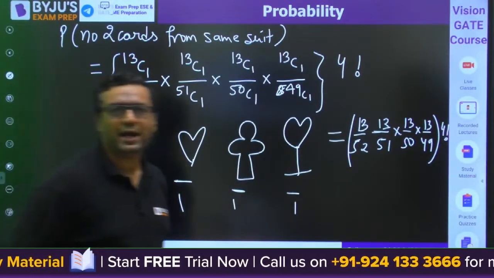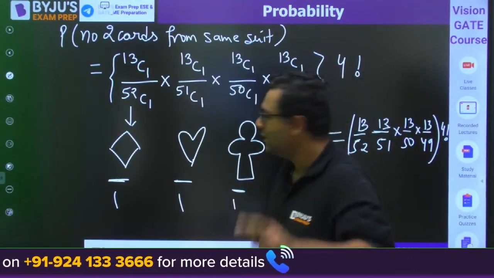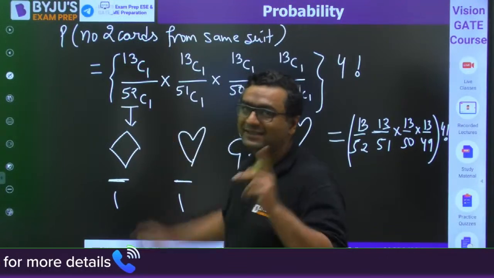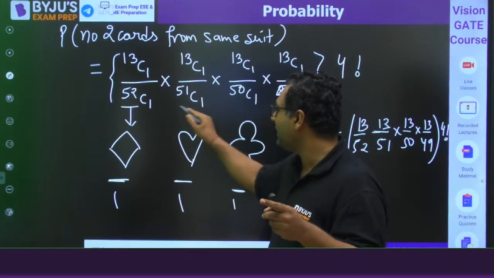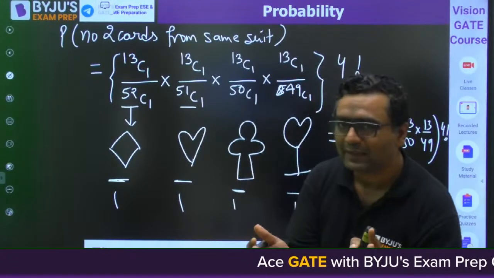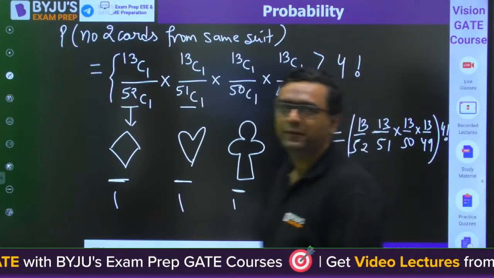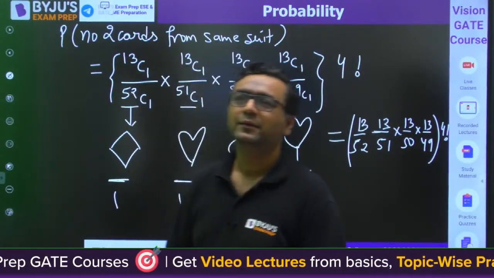It means all cards should be different. Yes, Jitesh. Why? Because they are saying no two cards are the same. So if you see the first card is this, then the second card cannot be this. Then the second is something, the third cannot be this. Because no two cards are the same. That is the point. Everybody got it?